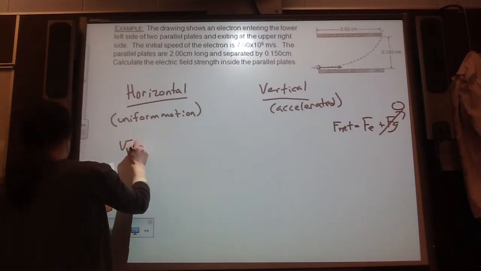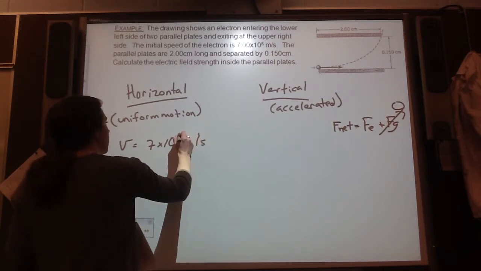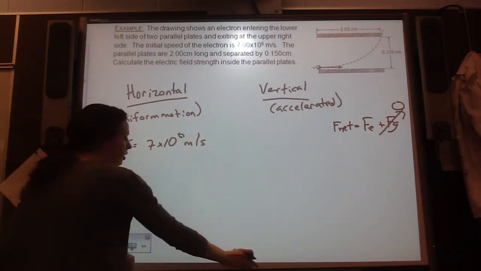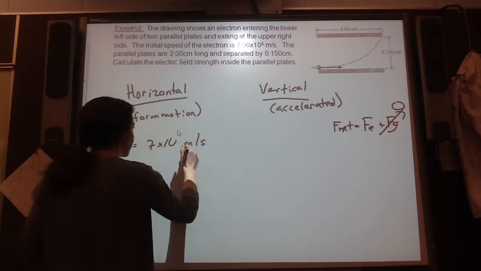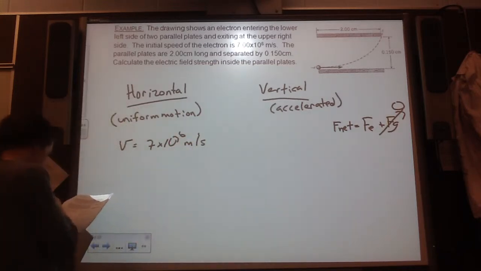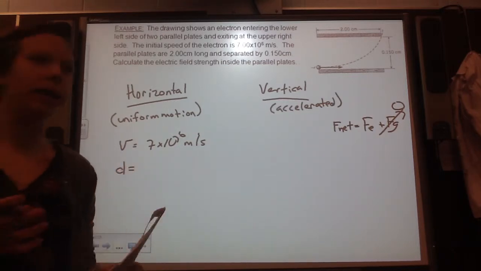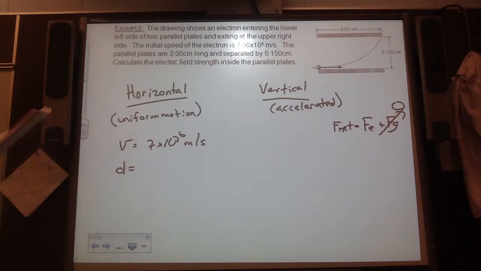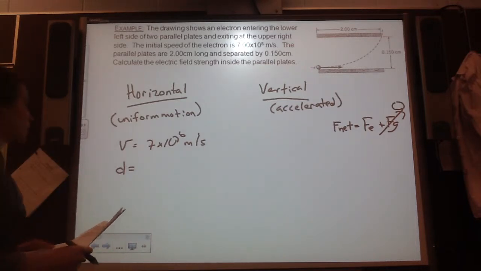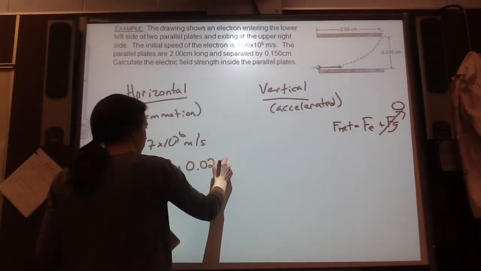All right. So now let's put down what we know. We know our velocity here is 7 times 10 to the 6 meters per second. And I know that's for my horizontal because my vertical starts at 0. My distance, what's my horizontal distance, Maddie? It gives it to me in my diagram. 2 centimeters, yeah. Which is 0.2 meters.